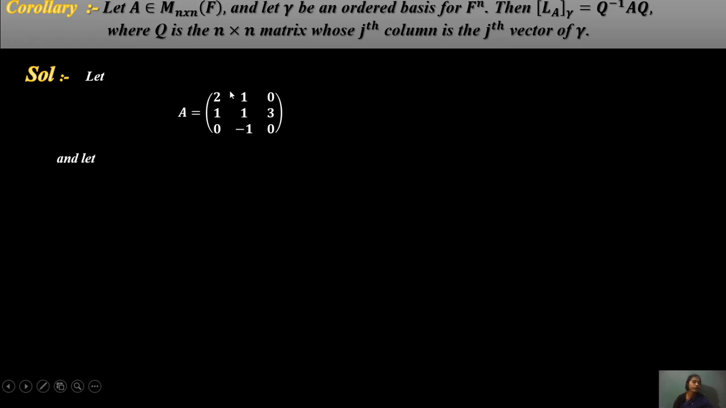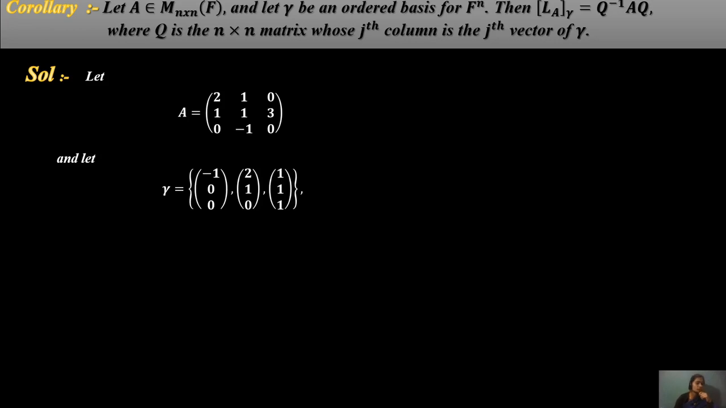Let A equal the matrix with rows 2, 1, 0; 1, 1, 3; 0, -1, 0. Then let gamma be generated in this form, where rows are converted to columns and columns are converted to rows. Okay, the equation is generated. Another form of gamma has the vectors (-1, 0, 0), (2, 1, 0), and (1, 1, 1).